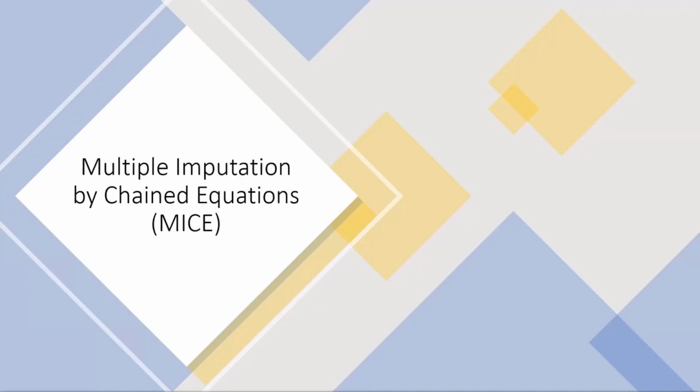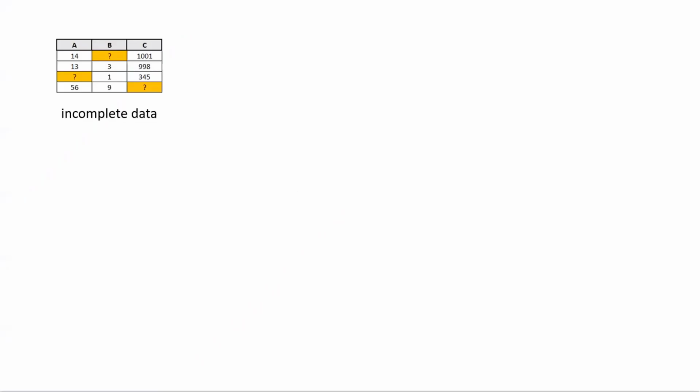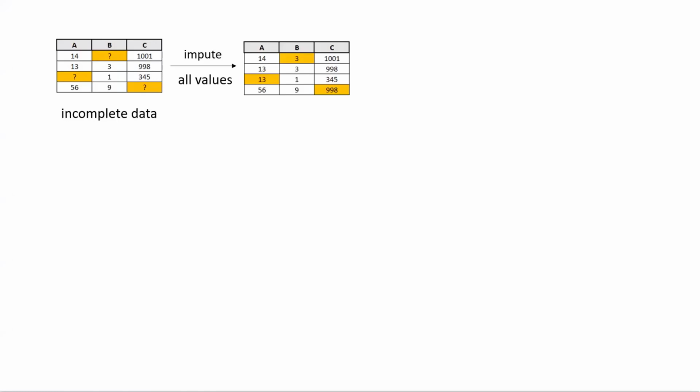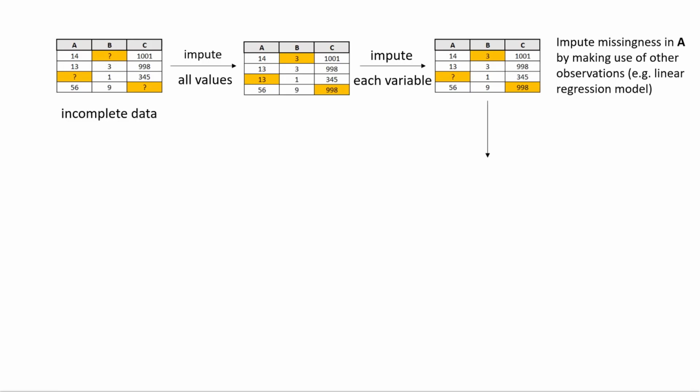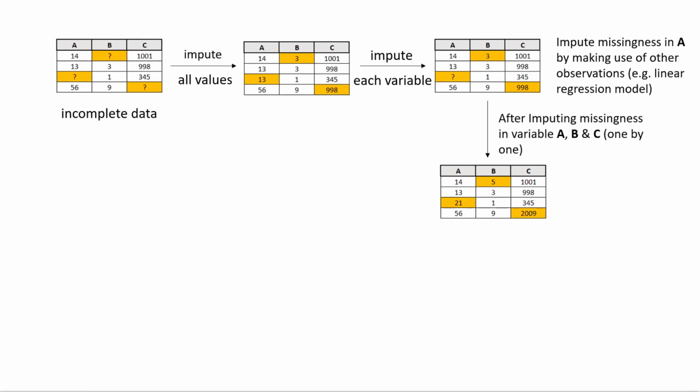Multiple imputation by chained equations is a popular approach for imputing missing values in social science data analysis. Here is a brief overview of how it works. Firstly, given an incomplete dataset, we impute all values by using univariate imputation methods, for example, the median. Then from left to right, we remove the imputed values from variable A and create a model, for example, a linear regression model using the complete samples, and then impute the values in variable A using this model and other values in B and C.